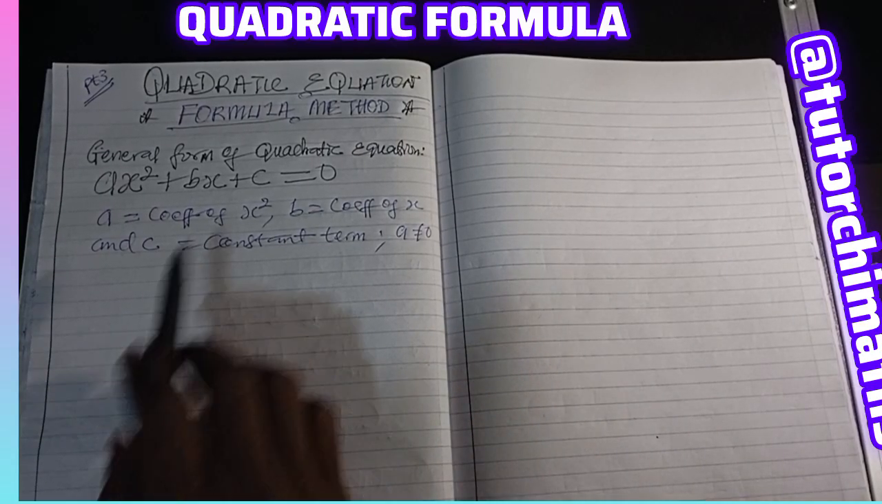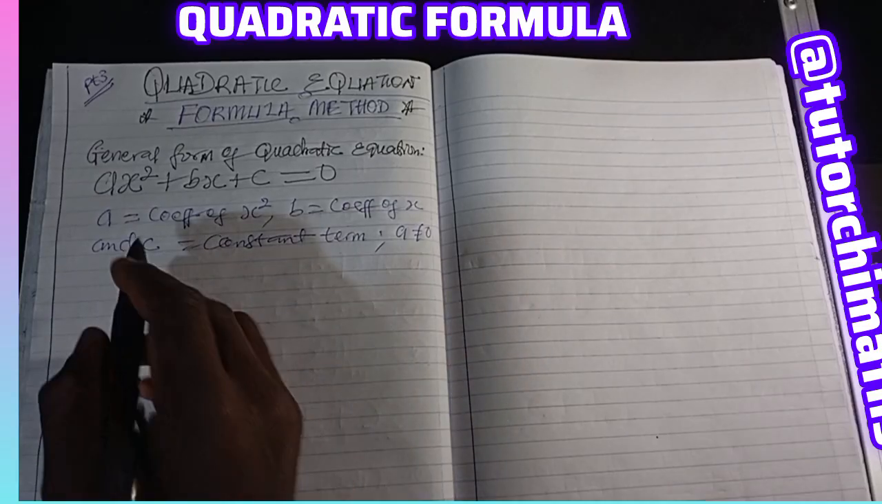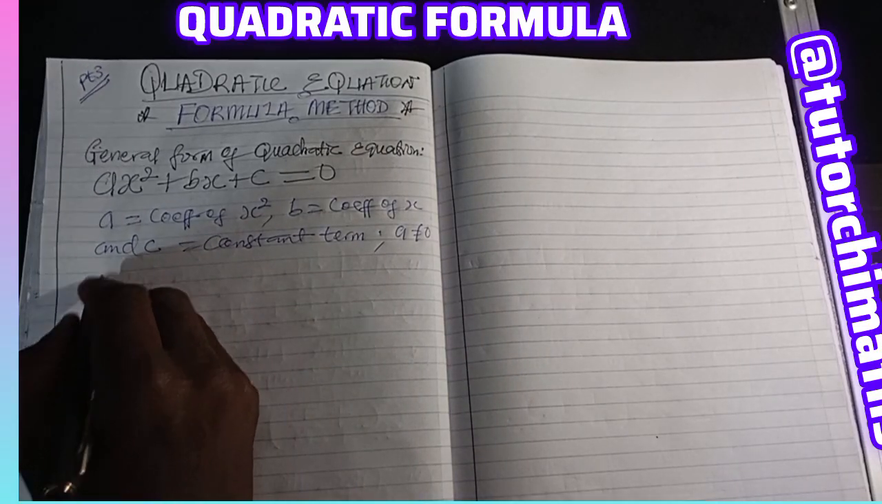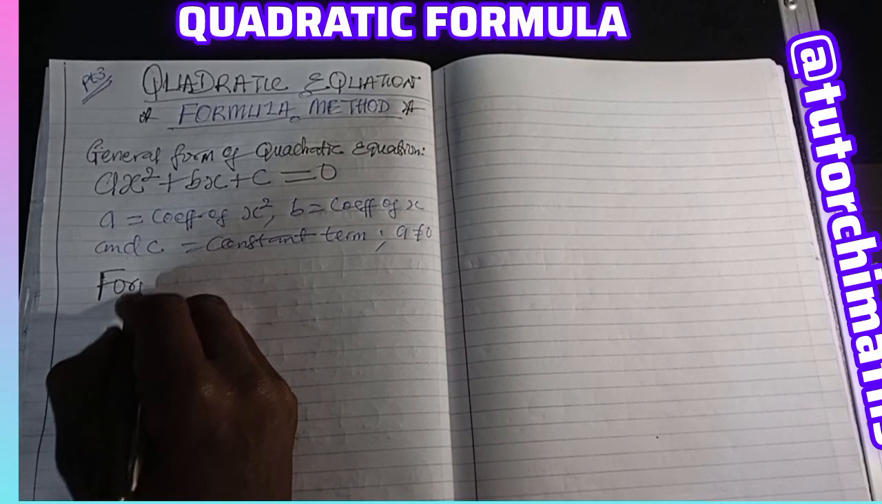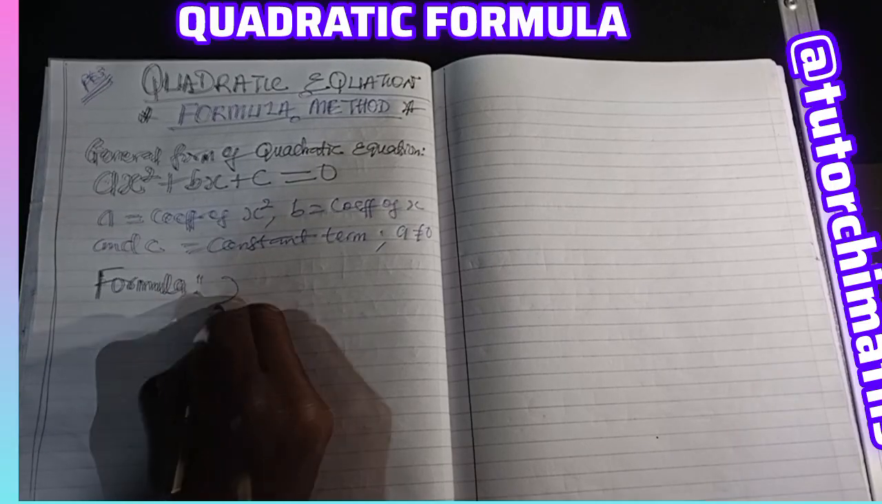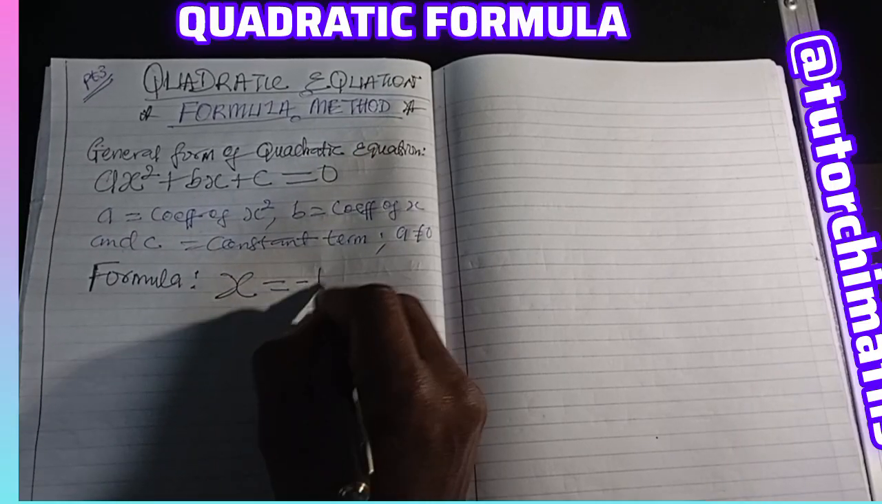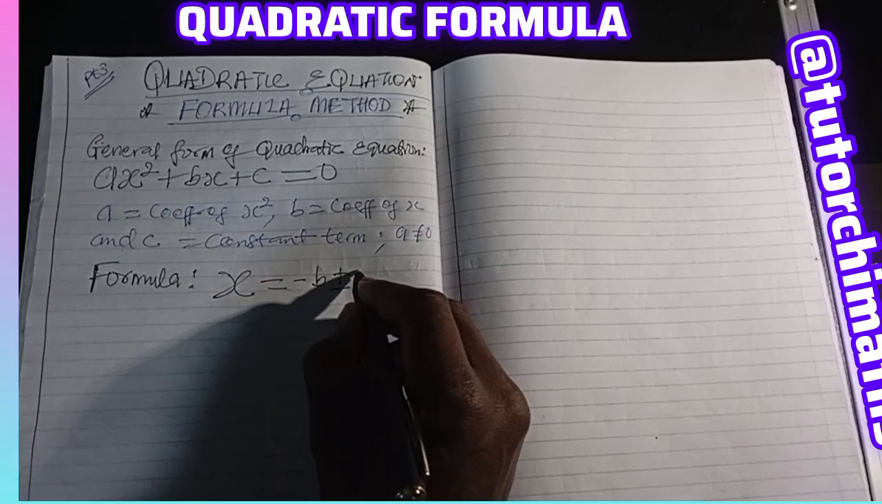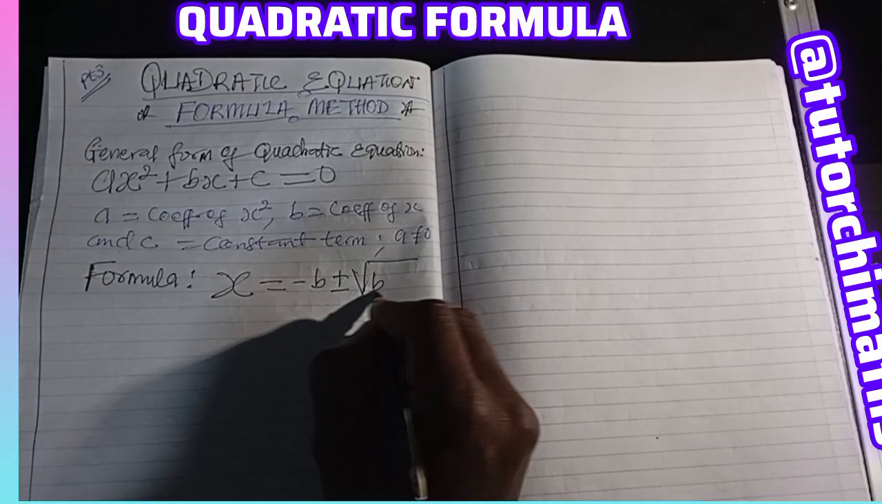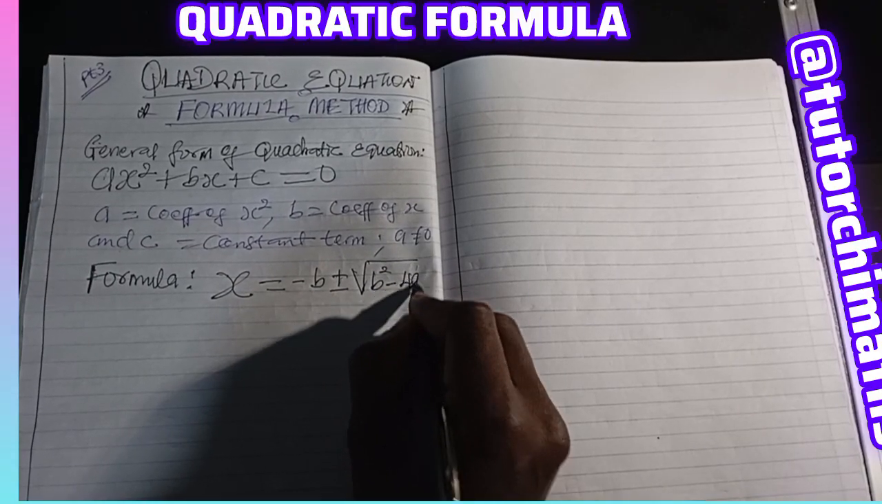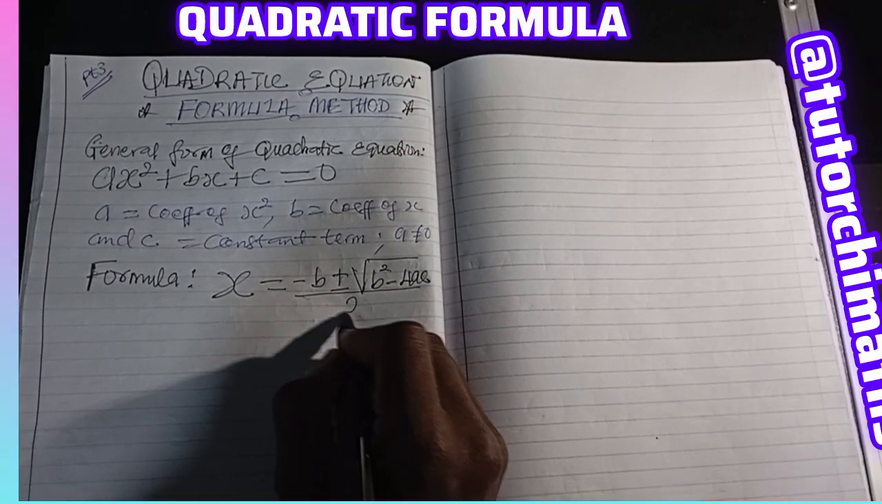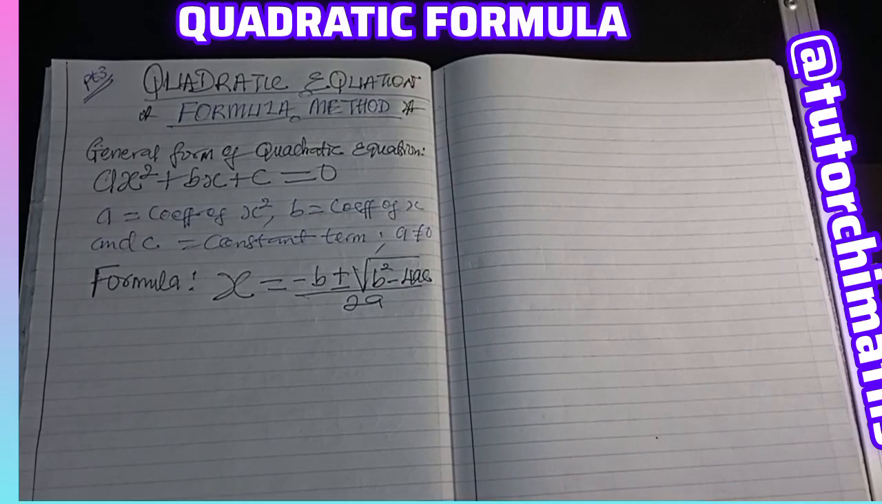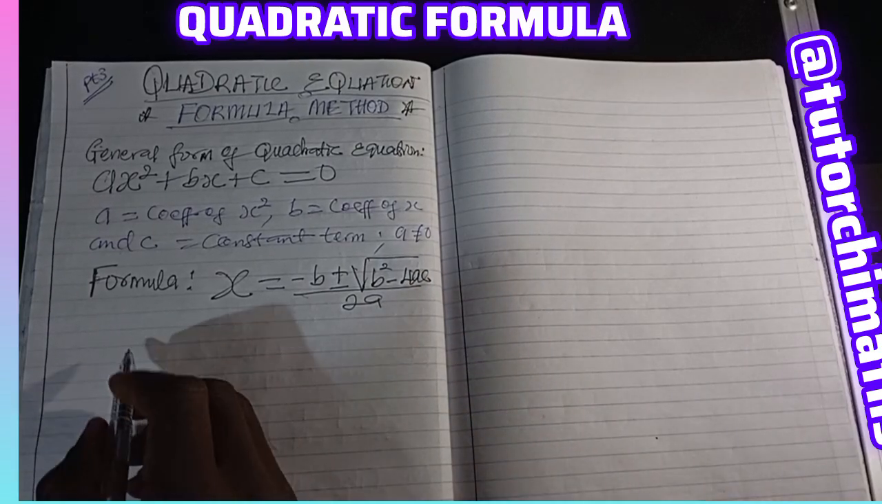Now, let's derive the formula. We have formula method. It's x is equals to minus b plus or minus the square root of b squared minus 4ac, all divided by 2a. Okay, derivation.